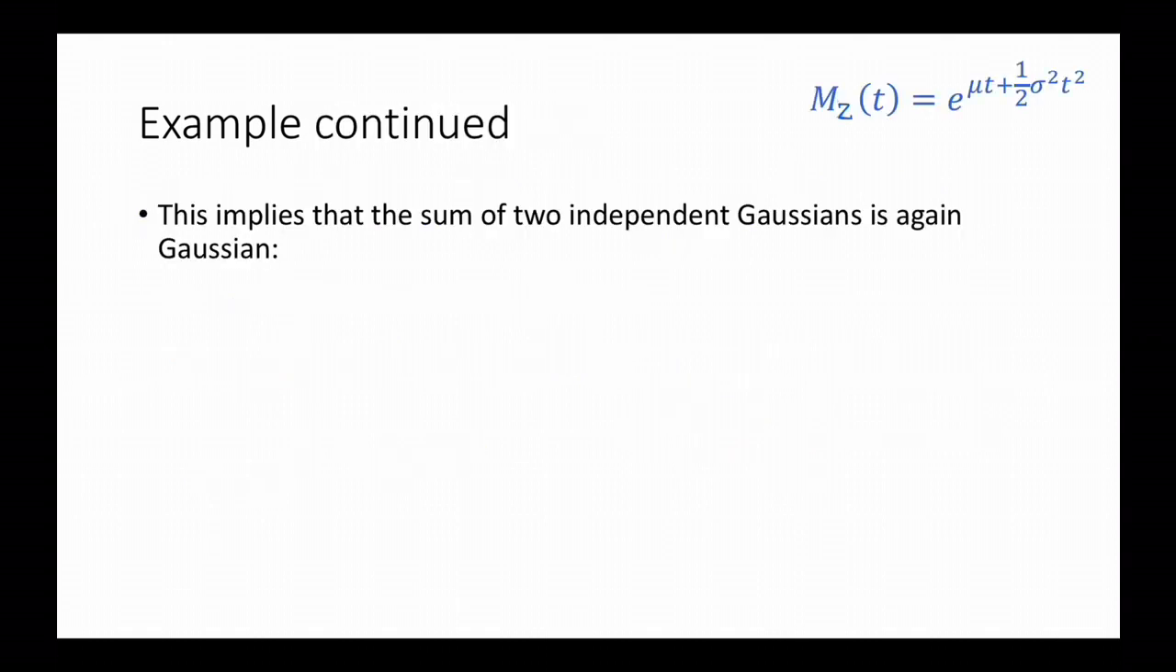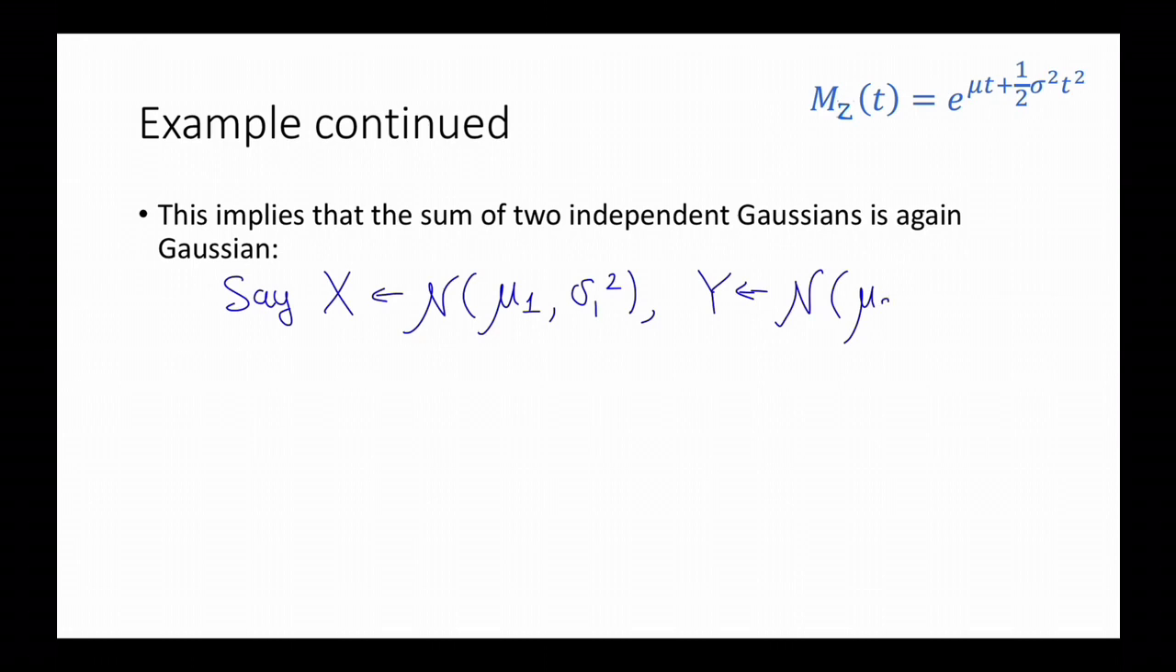Okay, so what is the point of this? In addition to now seeing an example of a moment generating function, knowing the moment generating function of a Gaussian is actually useful because it almost immediately implies that the sum of two independent Gaussians is again a Gaussian. To see this, suppose that X is a Gaussian with mean mu1 and variance sigma 1 squared, and suppose that Y is an independent Gaussian with mean mu2 and variance sigma 2 squared.